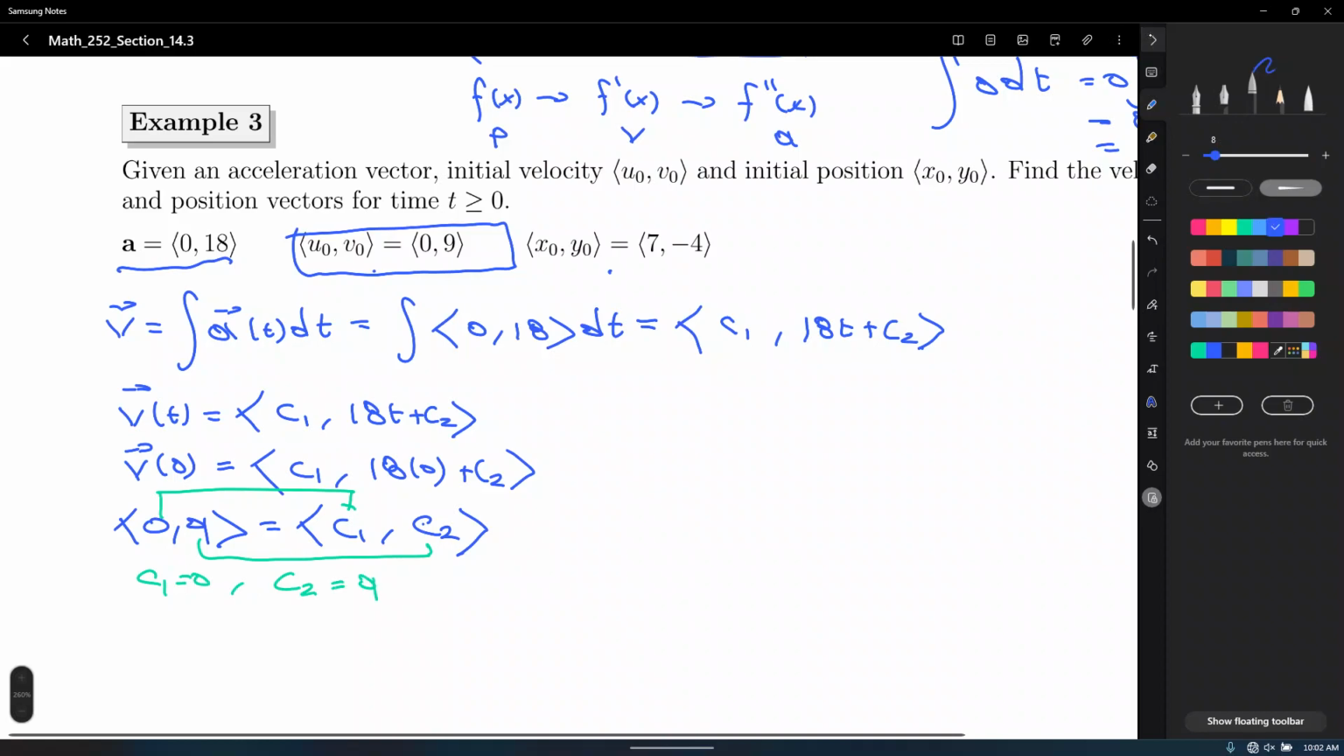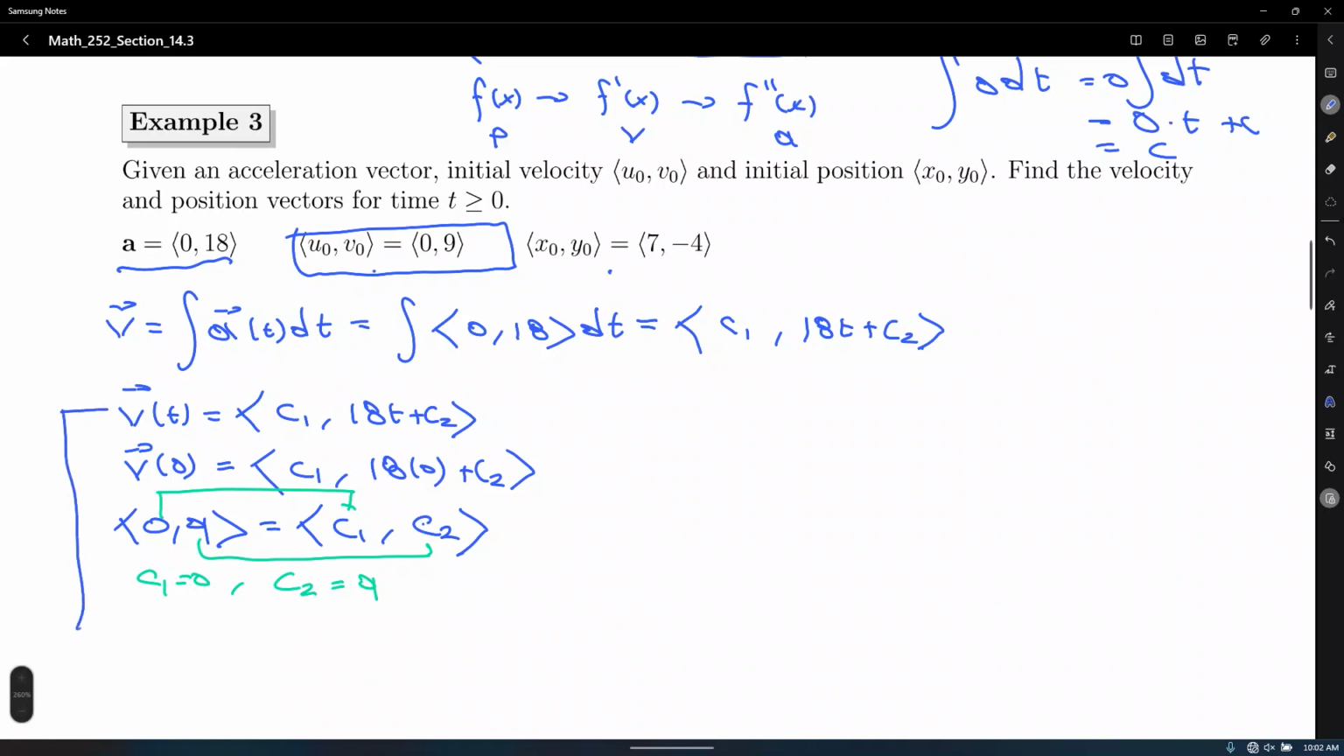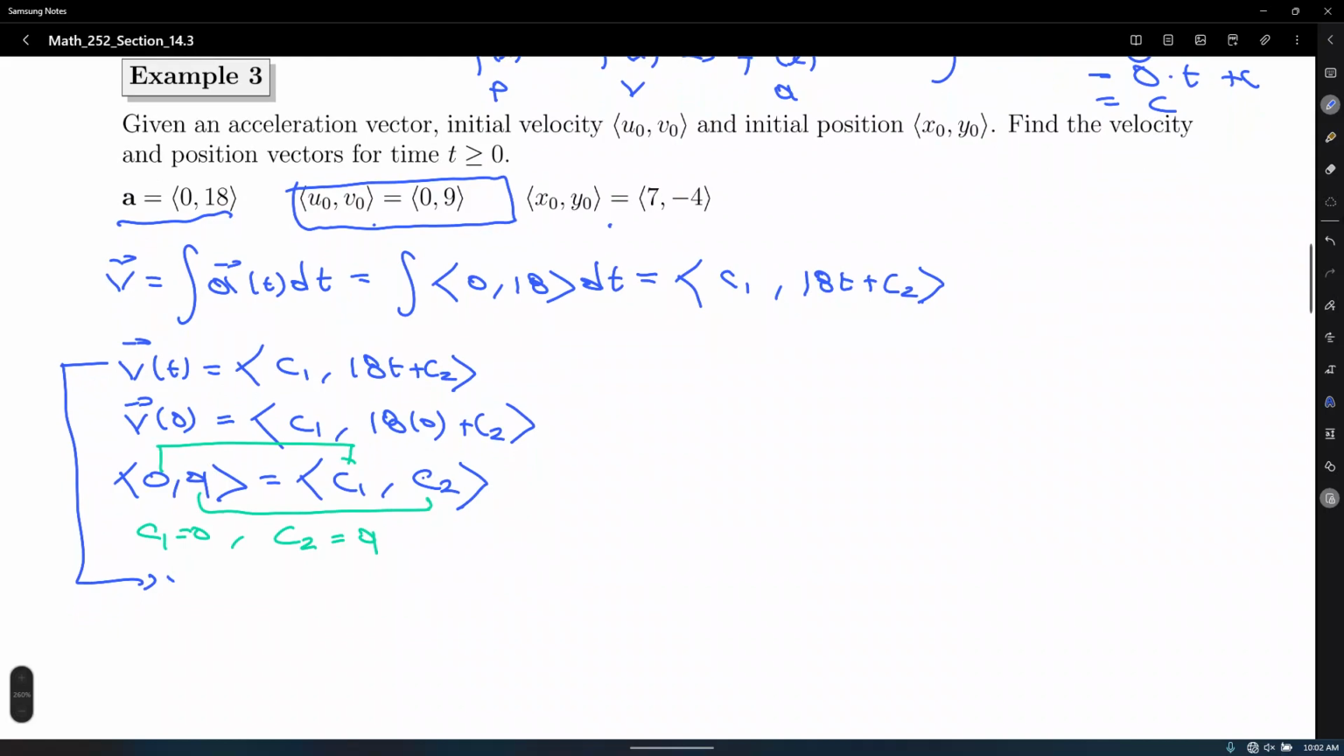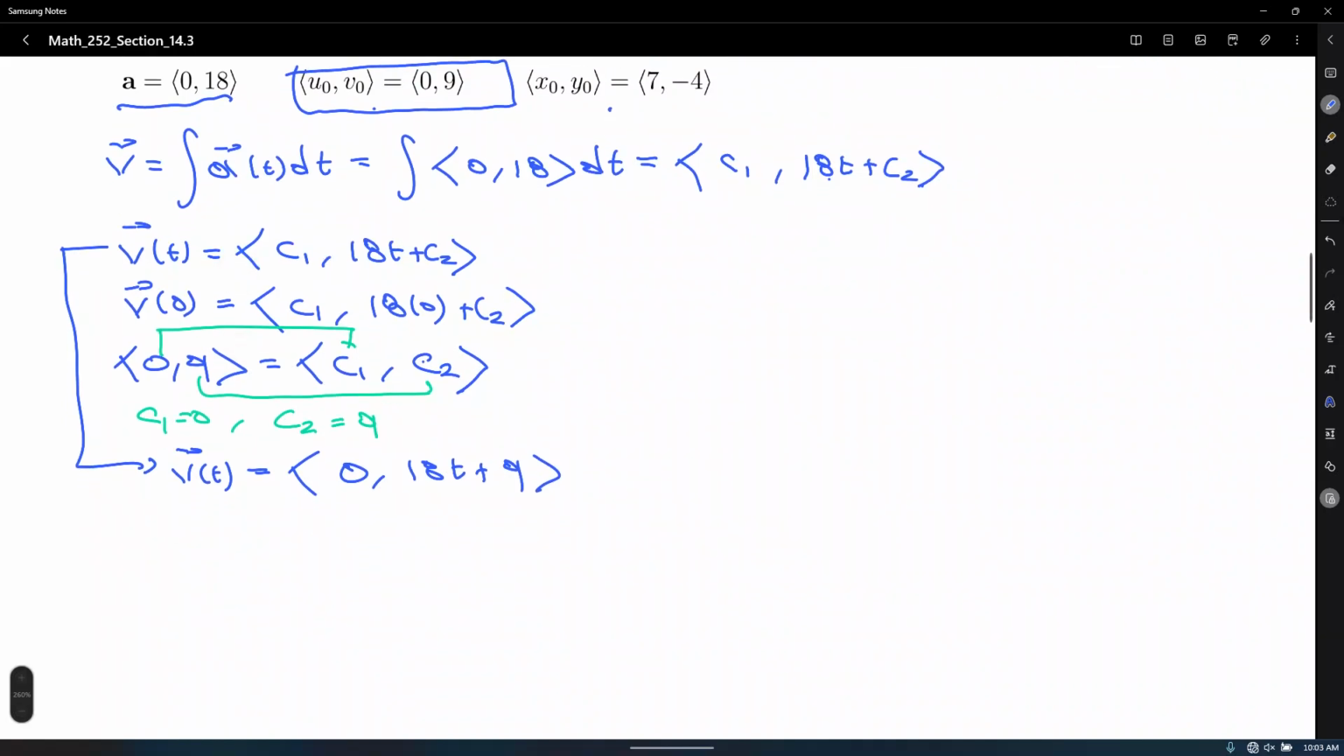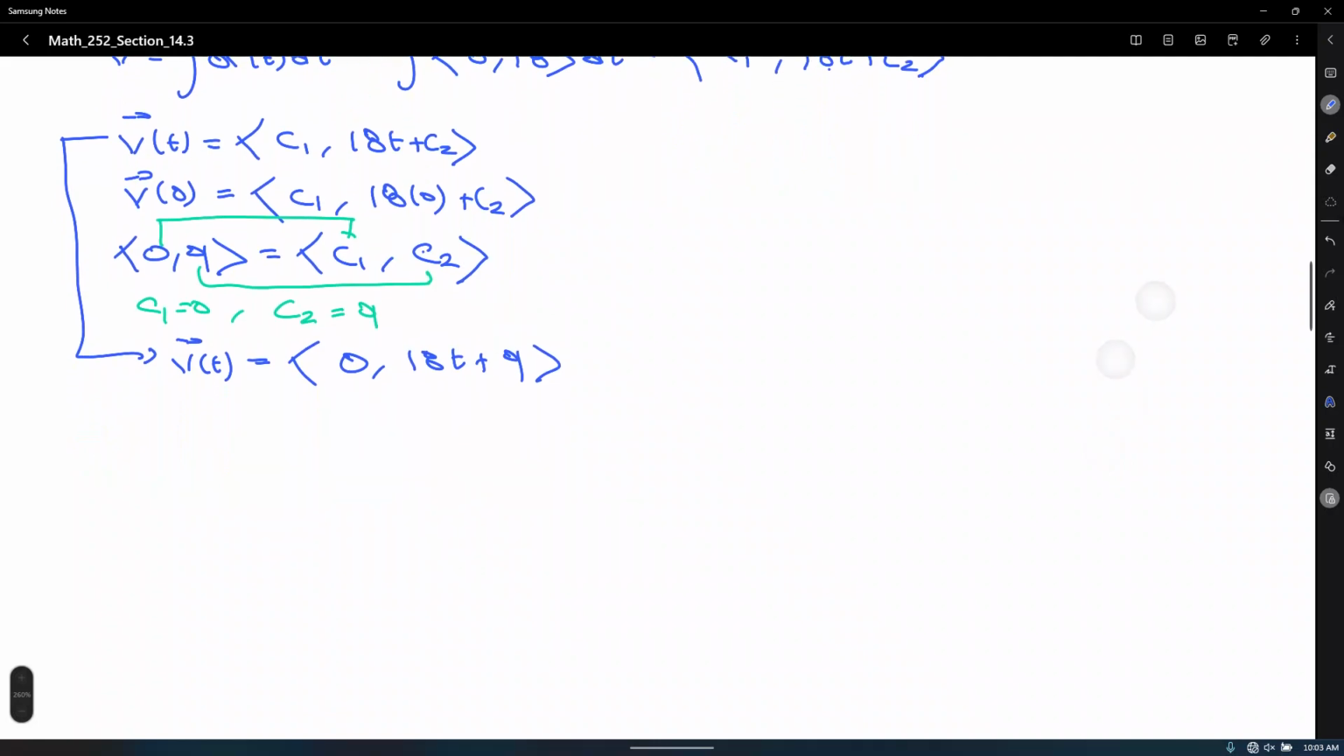We're going to go back to the velocity function right here and call this v of t equal to, what is that? c1, which is 0, comma, 18t plus c2. But this 18t plus c2, what did we get? Is that a 9? Okay? So we're just halfway through the problem. We just got from the acceleration back to the velocity. Let's do a second iteration of this problem now to go from the velocity to the position.